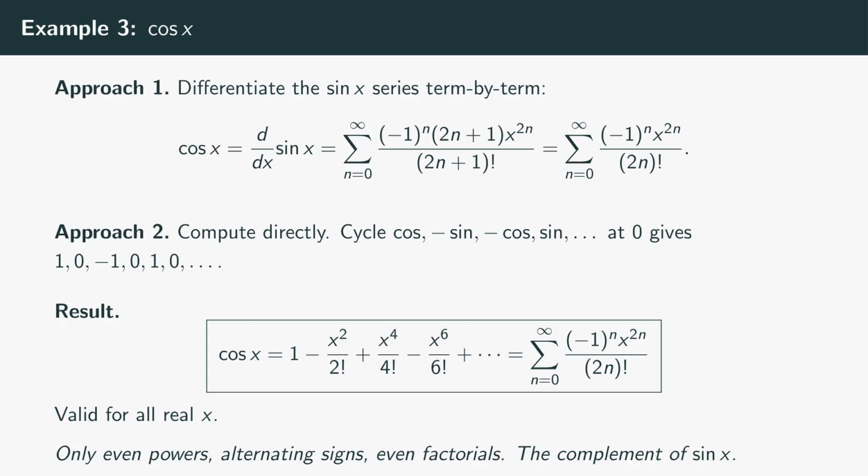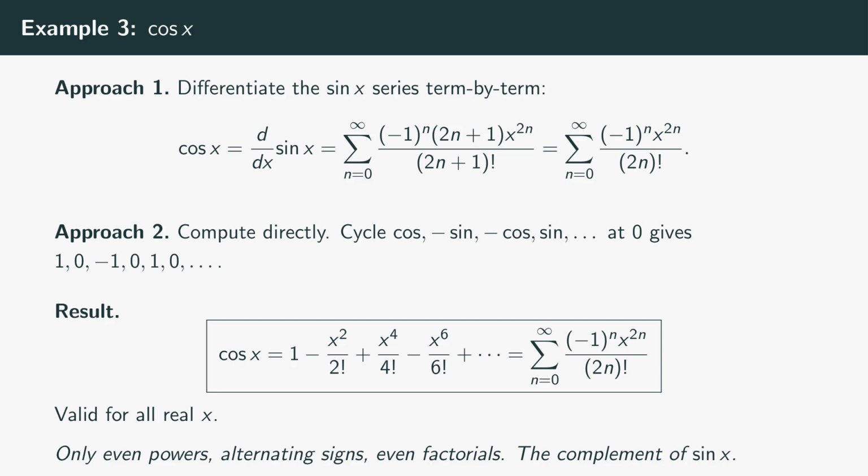x becomes 1, minus x cubed over 6 becomes minus x squared over 2. x to the 5th over 120 becomes x to the 4th over 24. Pattern: cosine x equals 1 minus x squared over 2, plus x to the 4th over 24, minus x to the 6th over 720, and so on.